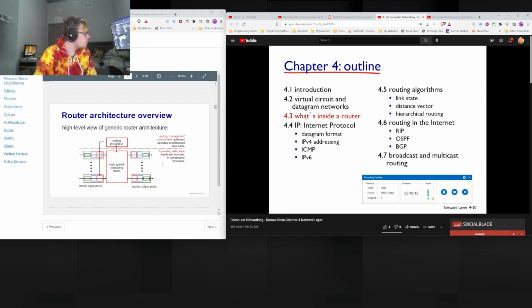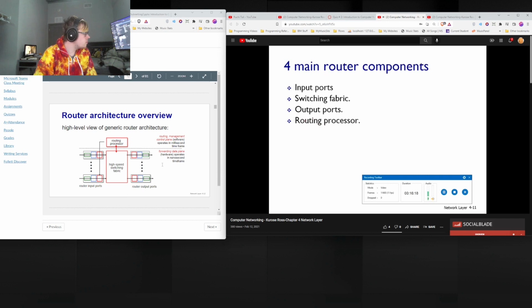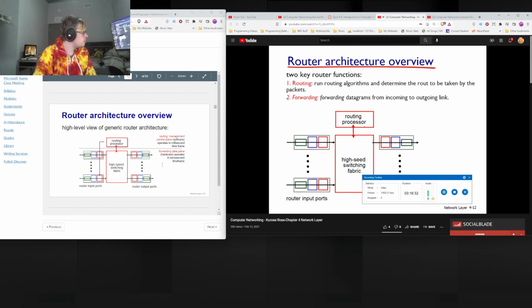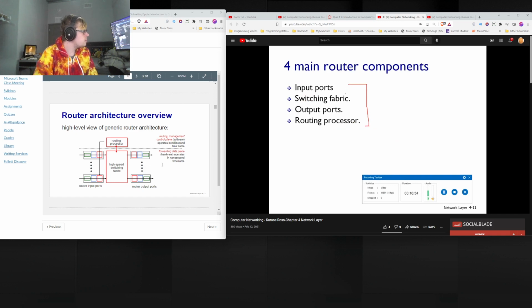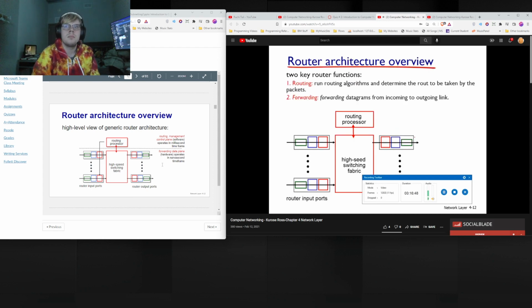Let's move on to the next topic, which is what's inside a router. Alright, so let's discuss the components of a router. What are the components of the router? There are four main components of the router, which are input port, output port, switching fabric, and a routing processor. So what are these components, and how do these components interact with each other? Let's talk about this.